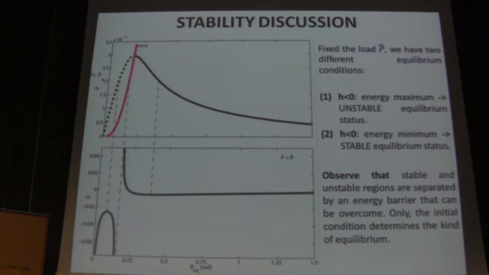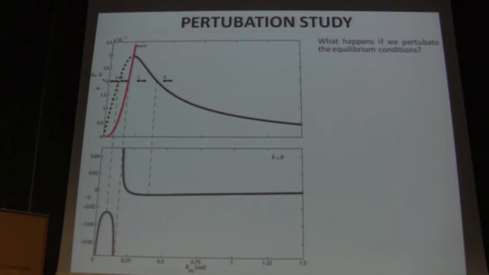It is interesting to observe that the two states are completely separated by an energy barrier that can be overcome. So it is clear that the equilibrium state that we are able to reach strictly depends on the initial conditions. So those conditions determine the final equilibrium state. And we would like to observe what happens if we perturbate the equilibrium condition.